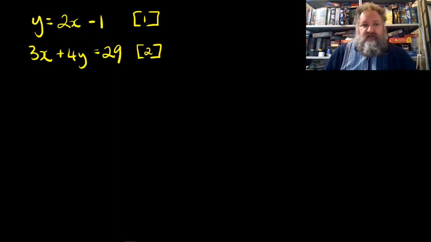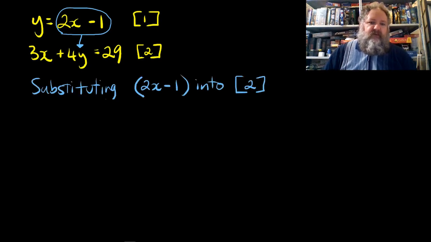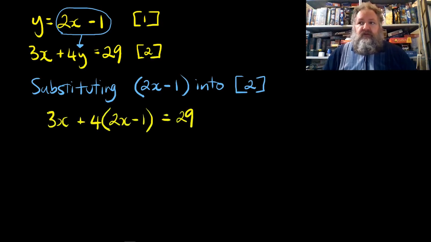So I'm going to take this part of my first equation and put it into the second equation where I know that there is a y. Okay, so let's have a look at how we'd actually set that out. We would write, I'm going to substitute 2x minus 1 into 2, my second equation. When I rewrite it, it will look like that.